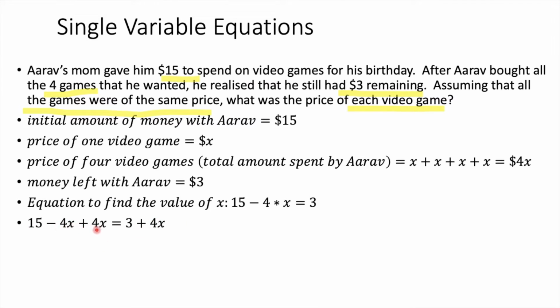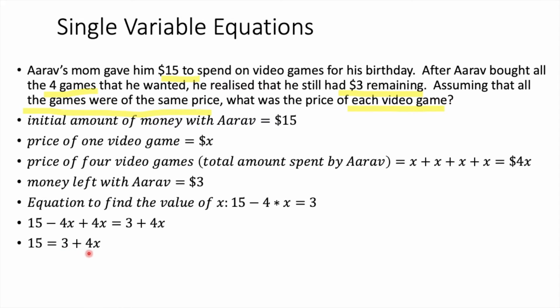On the left-hand side, we'll be left with 15 minus 4x plus 4x, which should give us 0. And on the right-hand side, we'll be left with 3 plus 4x. So now we see that the coefficient of x is positive, which is exactly what we wanted. So there's our simplified equation: 15 is equal to 3 plus 4x.